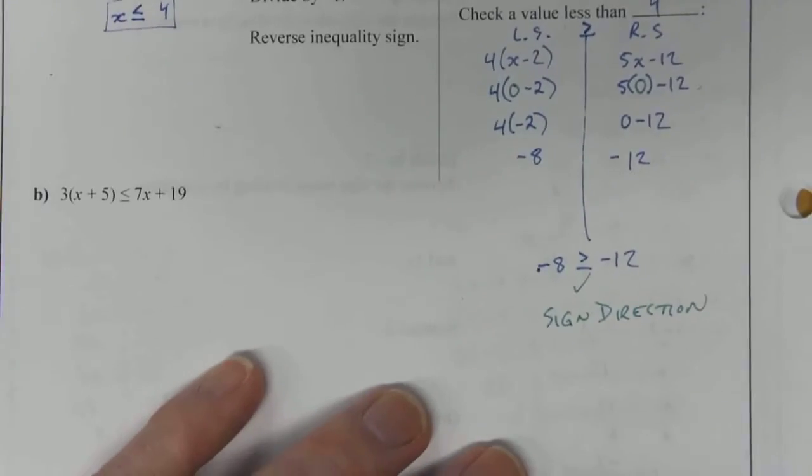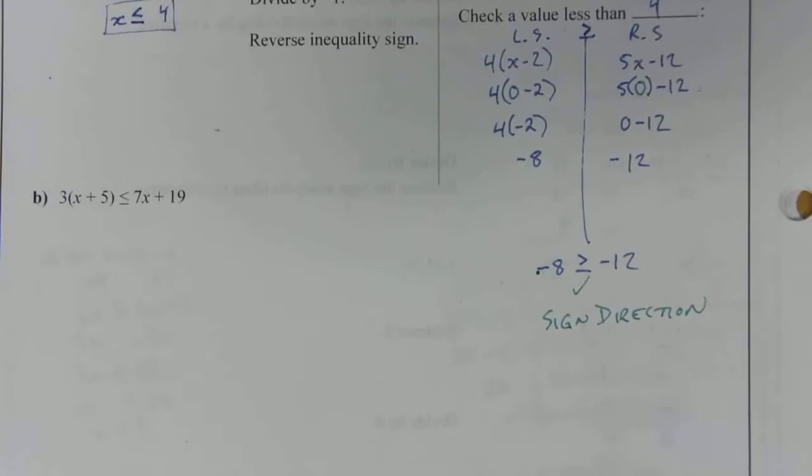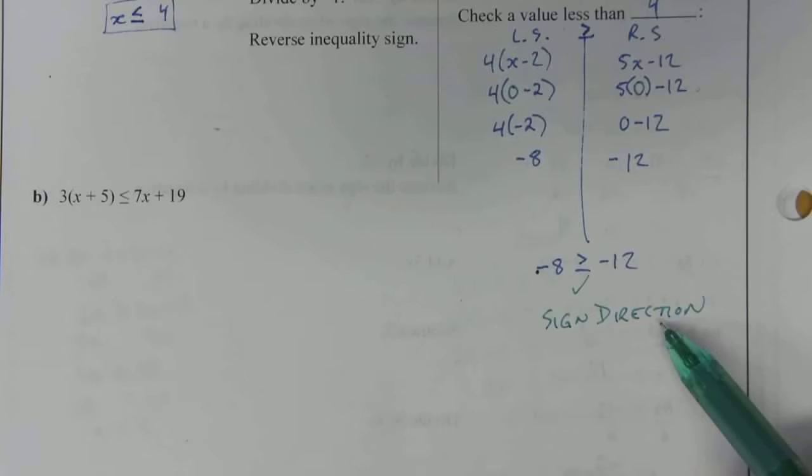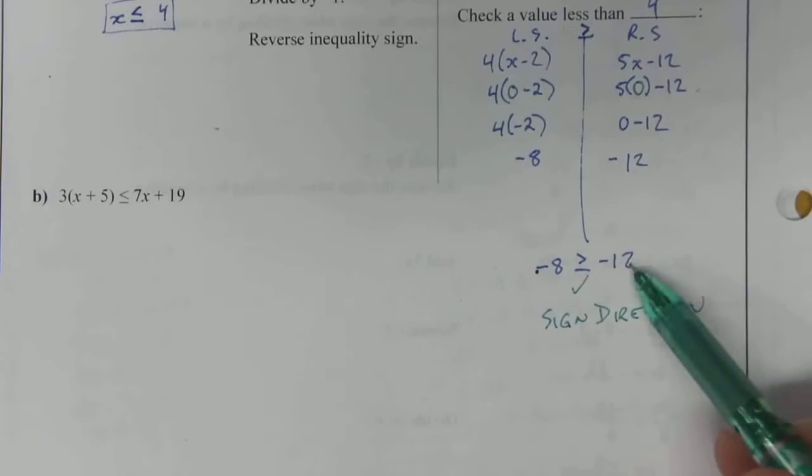Oh, and I'm sorry guys, I went way off the screen. So we've confirmed our sign direction. Negative 8 is greater than negative 12.